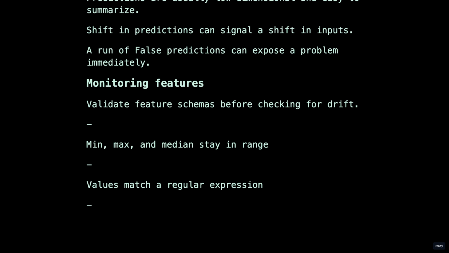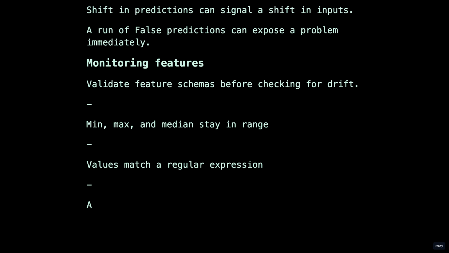Some columns should only contain a small set of allowed values. That kind of constraint is easy to check and very good at catching unexpected labels or typos. Category checks protect you from new or invalid classes showing up in production. If a value falls outside the approved set, the issue is usually in the data pipeline or in upstream business logic.